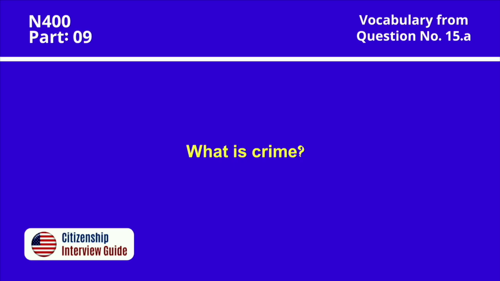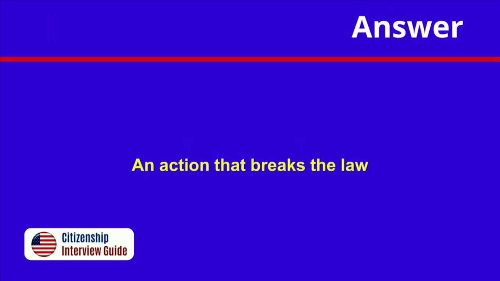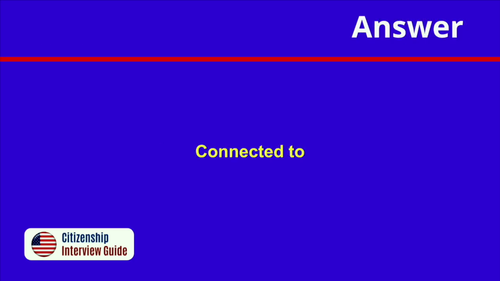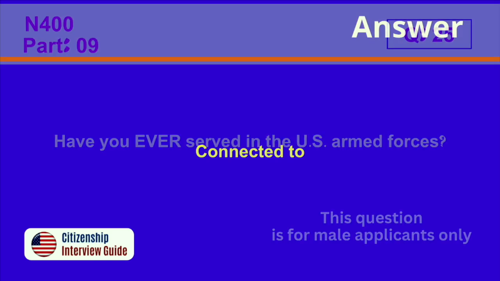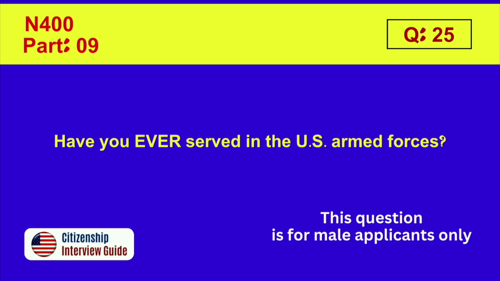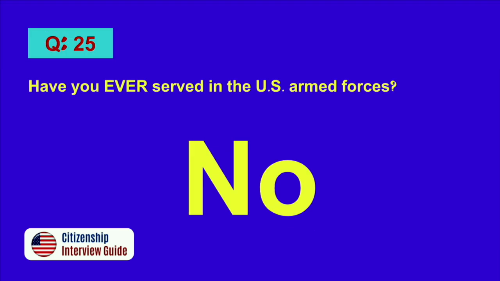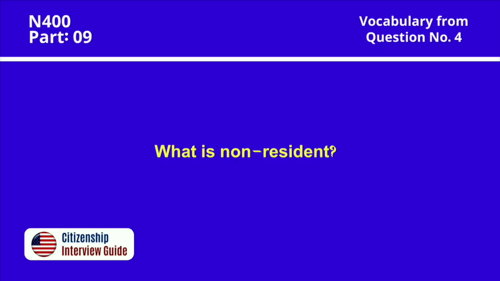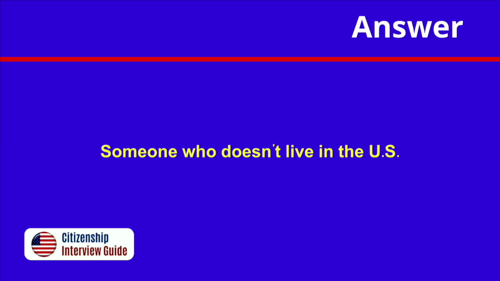What is crime? An action that breaks the law. Define associated with. Connected to. Have you ever served in the U.S. Armed Forces? No. What is non-resident? Someone who doesn't live in the U.S.